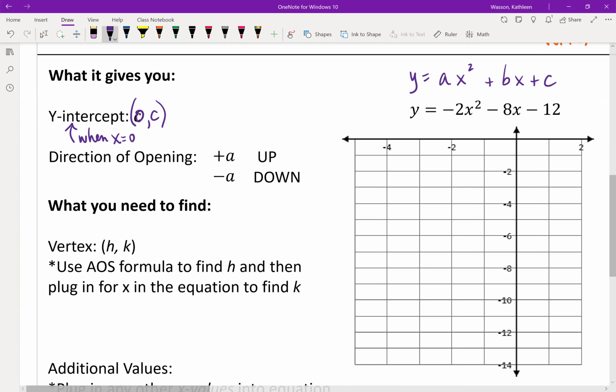So I could put 0 for all the x's in my equation and find the y-intercept. And what will happen is, let's do that. Set this up to substitute. And everywhere there's an x, I'll put 0.